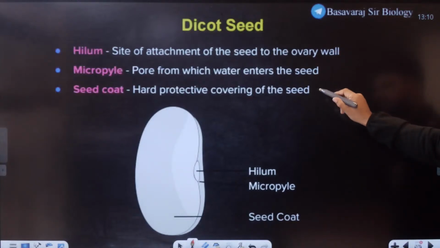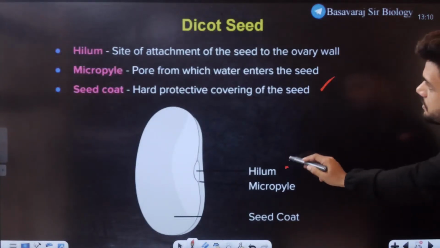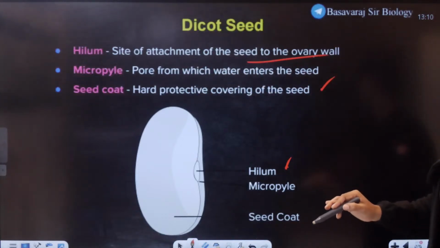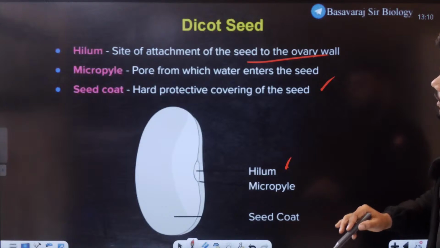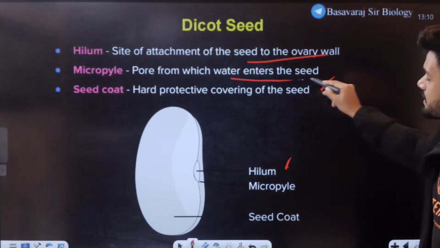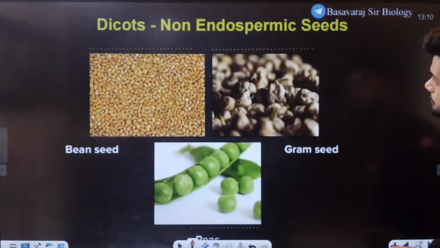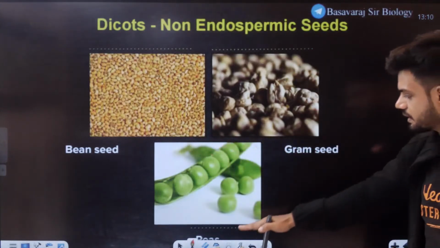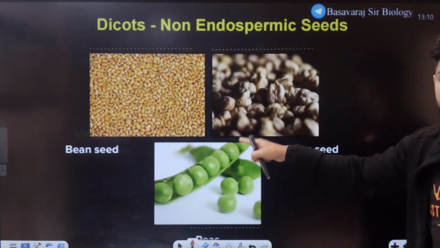Dicots, I told you, seed coat. Hilum here: site of attachment of seed to the ovary wall or the fruit. Actually, ovary wall is part of fruit only, right? Micropyle: pore through which water enters the seed. Seed coat. Now, non-endospermic seed. See, there: bean, gram seed and pea. All of these are non-endospermic.